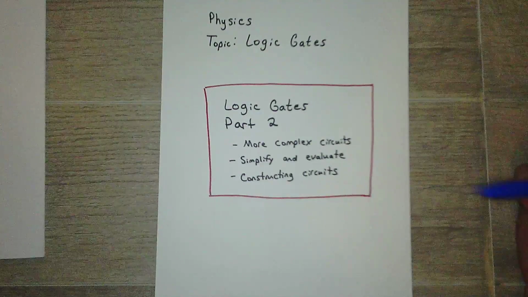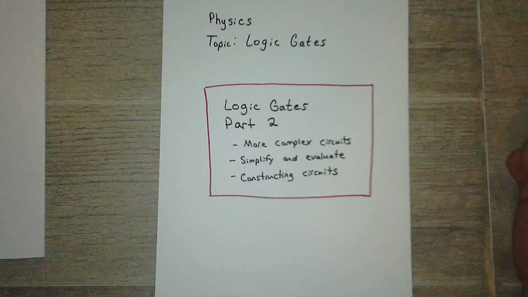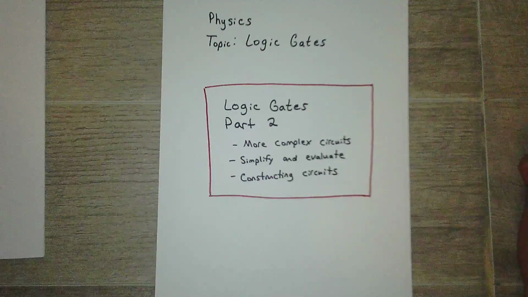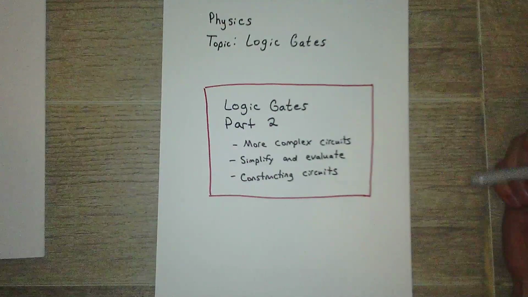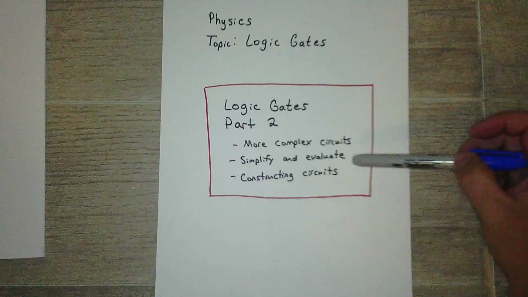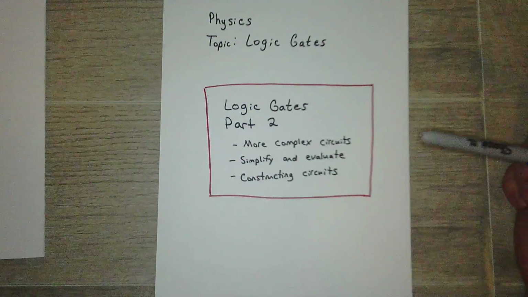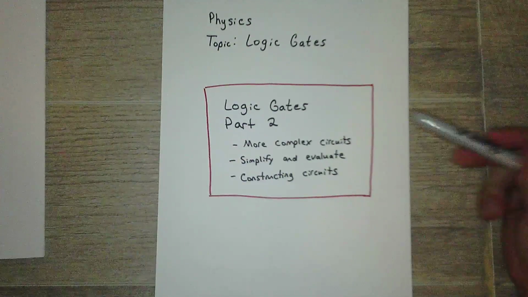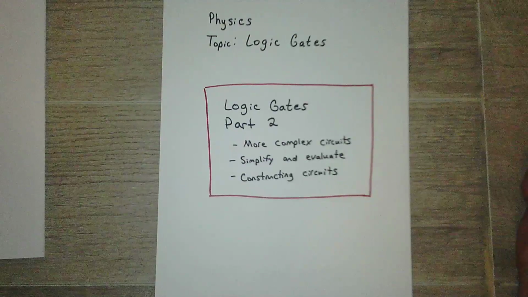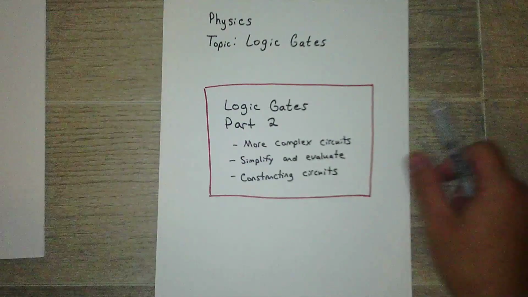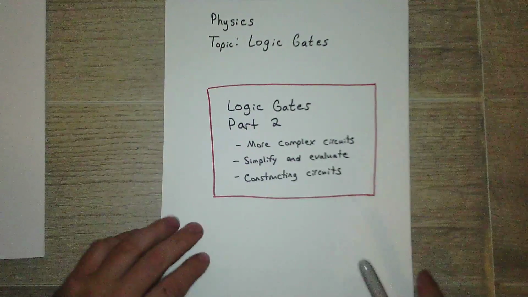And then we're going to do some examples on constructing circuits. What I mean by that is, given a complex Boolean expression, create a circuit that can give you that final output. Okay, so that's something we haven't really looked at yet, but we will look at that with these.